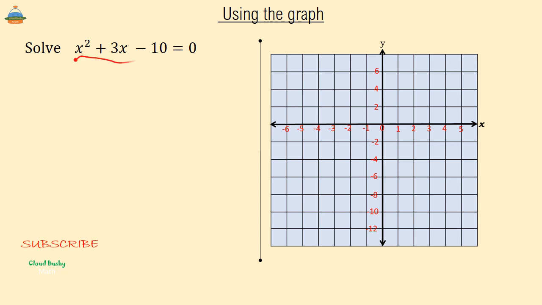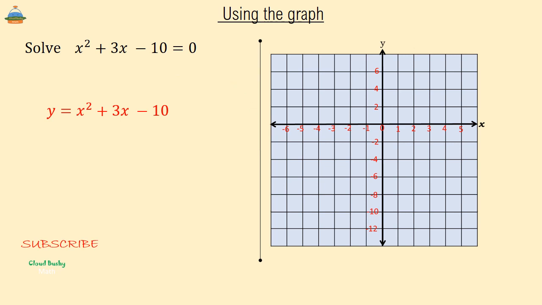x squared plus 3x minus 10 is equal to 0. So we start by plotting. Now, we want to draw the graph of y is equal to x squared plus 3x minus 10 on this Cartesian plane. That is this grid on the right hand side. This is a Cartesian plane.